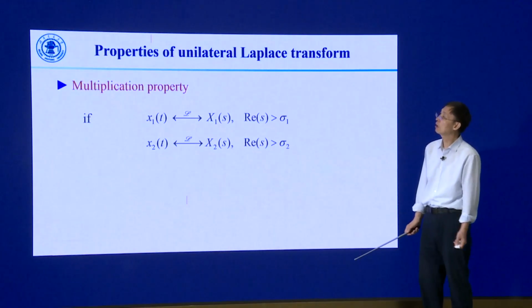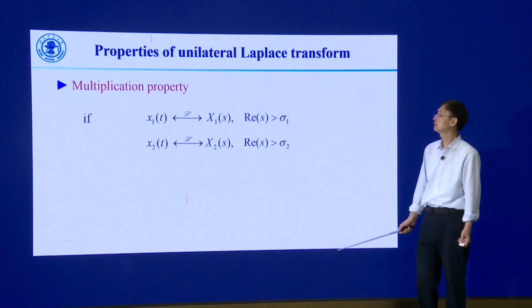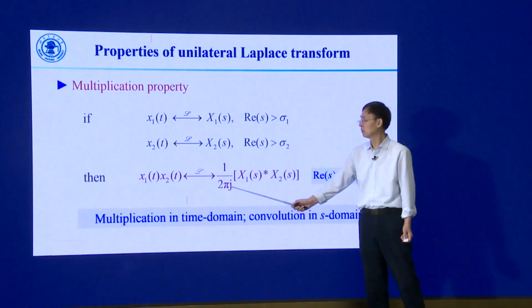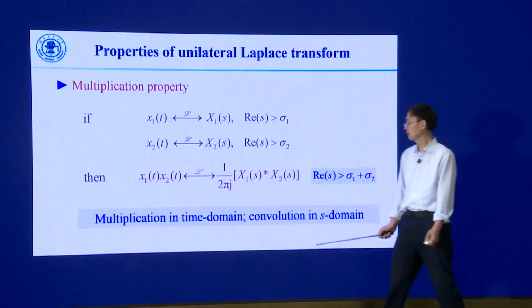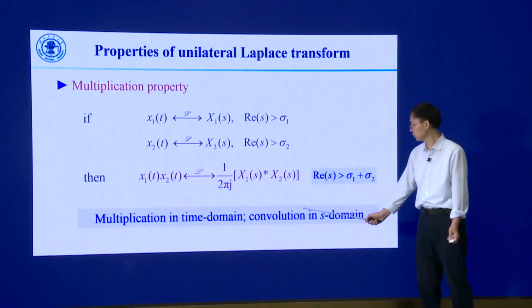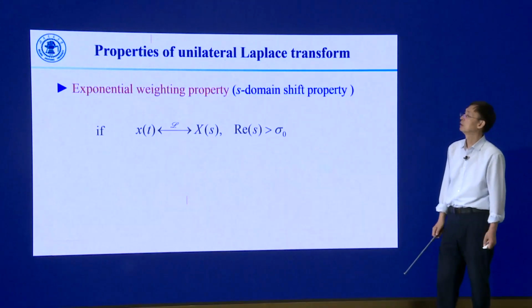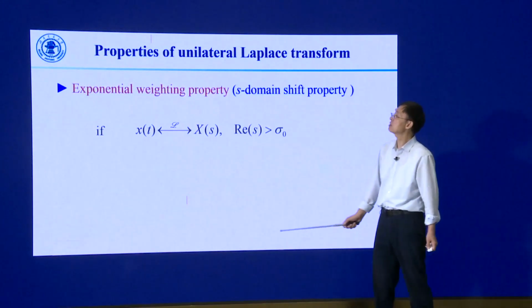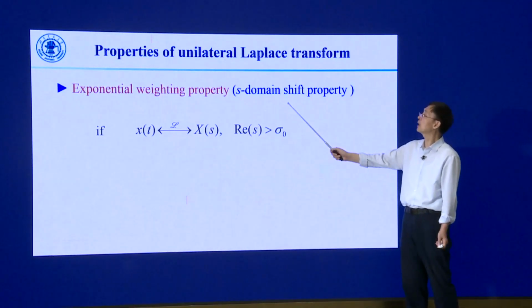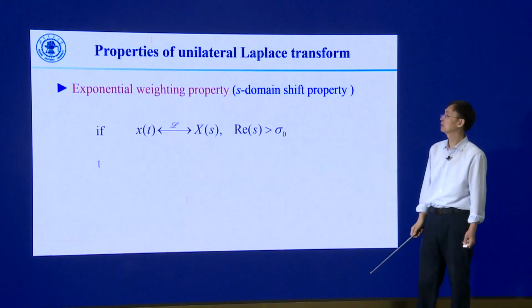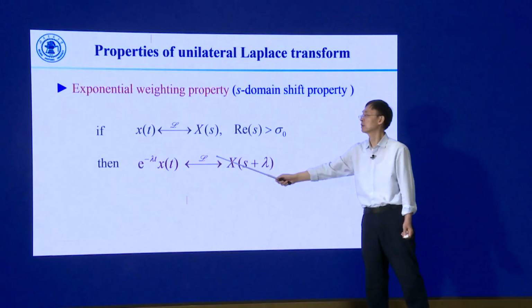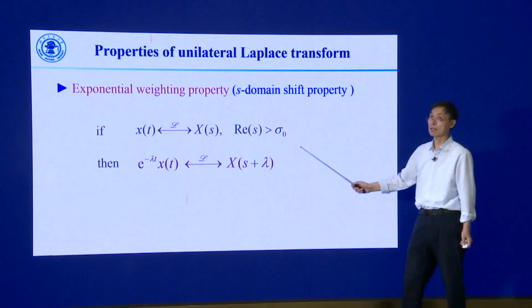This is the multiplication property. It means the signal multiplication in time domain. The Laplace transform is the convolution in S domain. This is the exponential weighting property. It's also termed the S domain shift property. This is the relation between the signal and its Laplace transform.